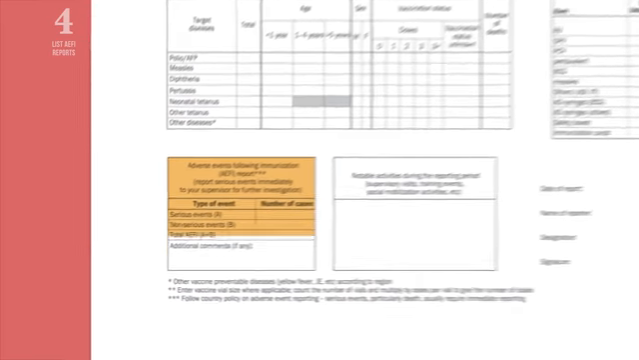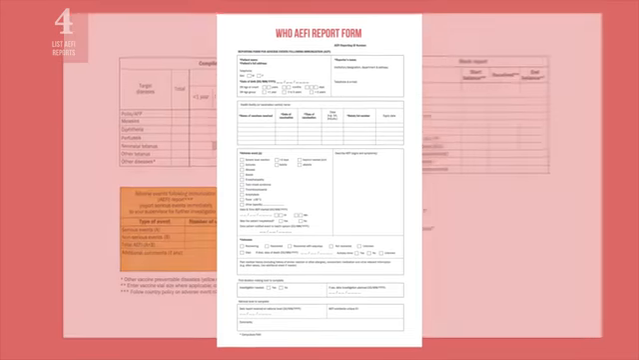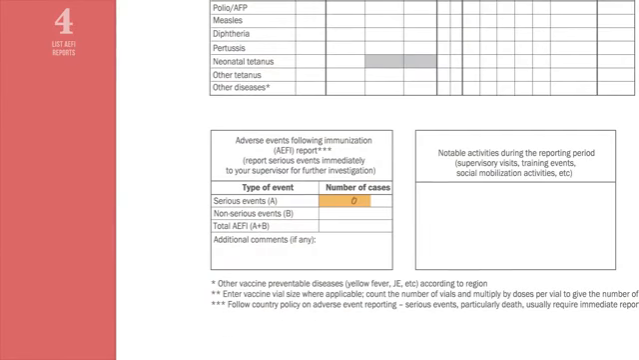Now, report the number of any serious or non-serious adverse events. You will find this information in your AEFI reports. If there were no adverse events, write 0. Never leave an empty box. Then, total the number of cases.